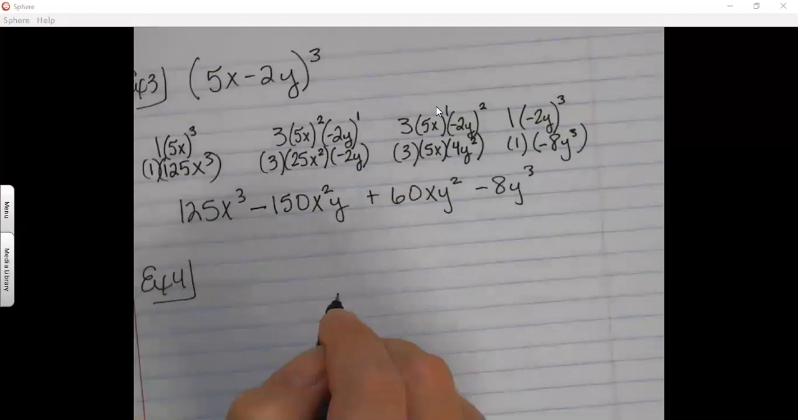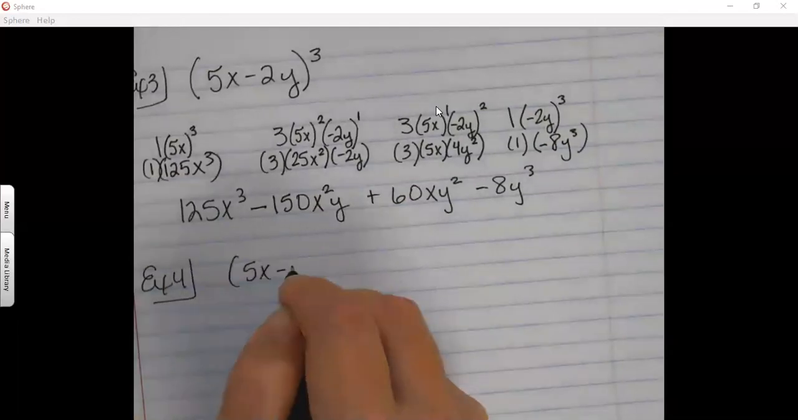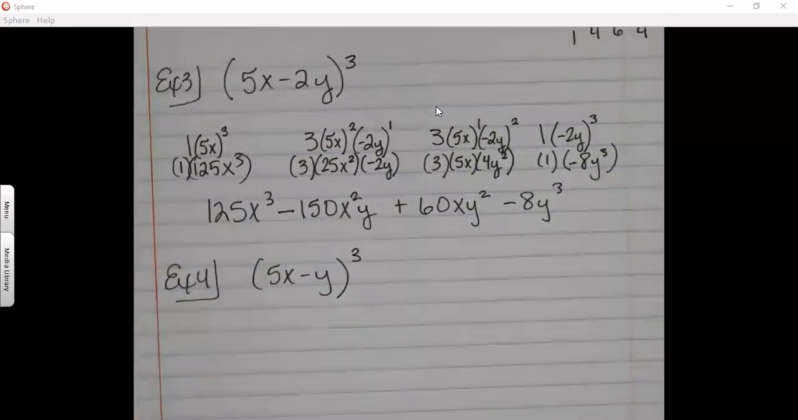5x minus y. You want to try this one on your own? It's just to the third power. All right, so try that one on your own, using the same coefficients as example 3 because they were both to the third power. So 1, 3, 3, 1, and then I'll be quiet.